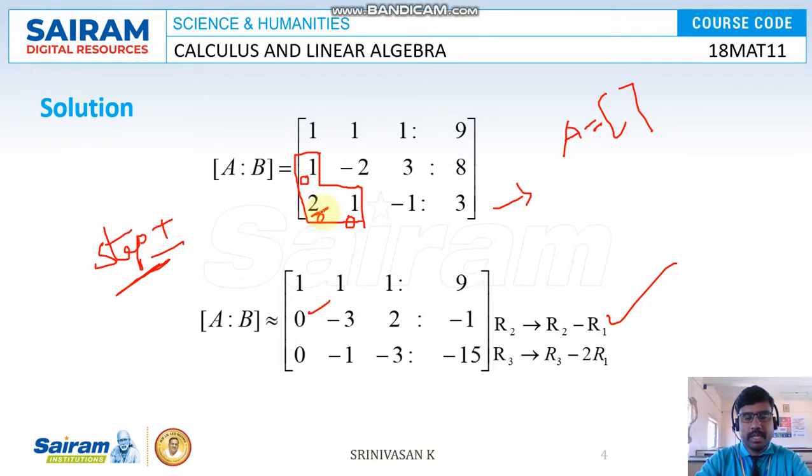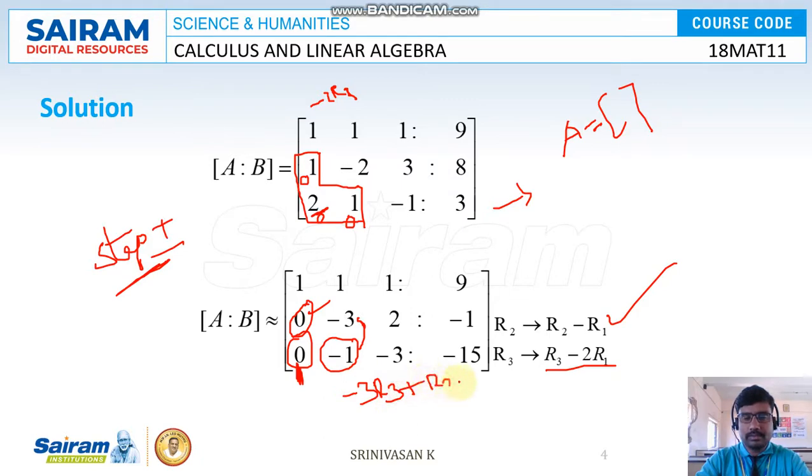How to make this entry 0? I multiply the first row by 2 and add it to the third row. So minus 2 R1 plus R3, and I get 0 here and here. Next I have to make this entry 0. For this you can use only the second row. Don't use the first row, because if you use the first row, the value will come back. Don't make that mistake. So use the second row, which has minus 3 and minus 1, so I take minus 3 into R3 and add R2.